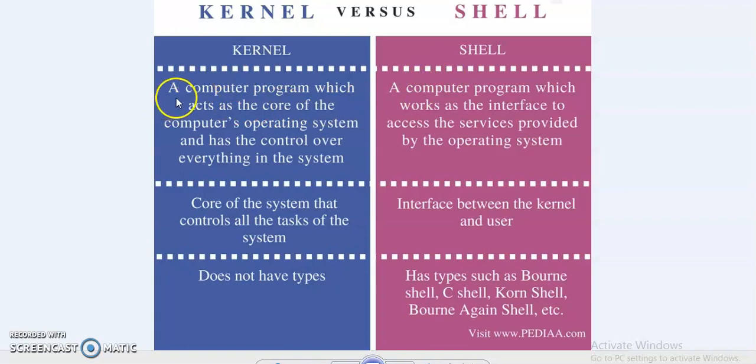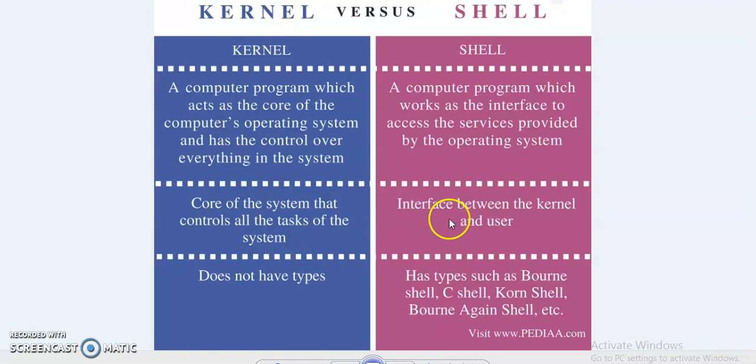The kernel is a computer program which acts as the core of the computer's operating system and has control over everything in the system, whereas a shell is a computer program which works as the interface to access the services provided by the operating system. Secondly, the kernel is the core of the system that controls all the tasks of the system, because it is the main system in Linux which controls the hardware of the computer.